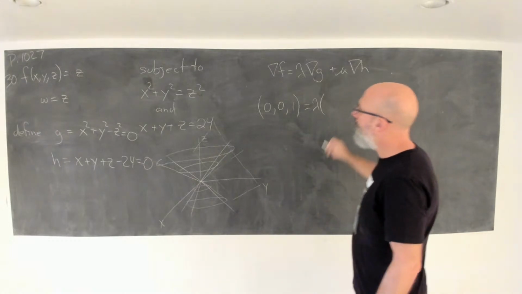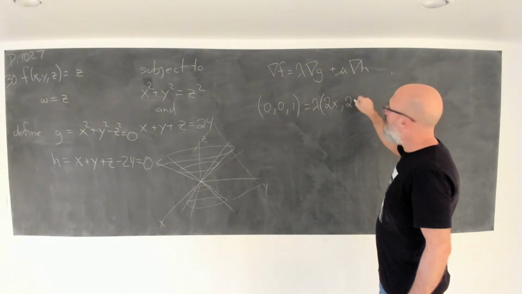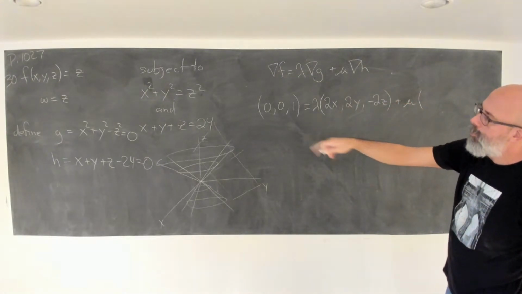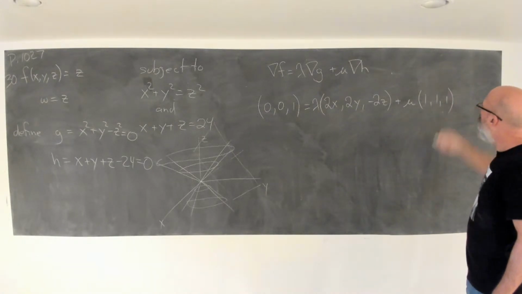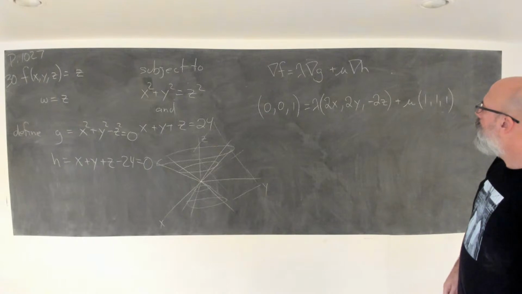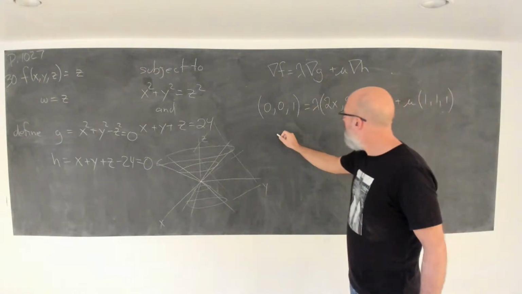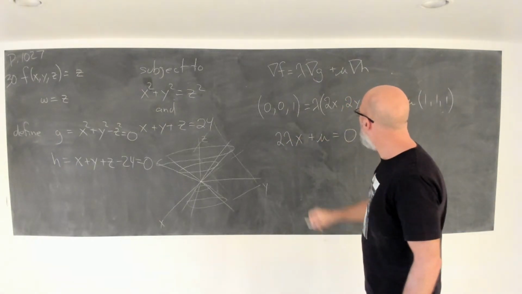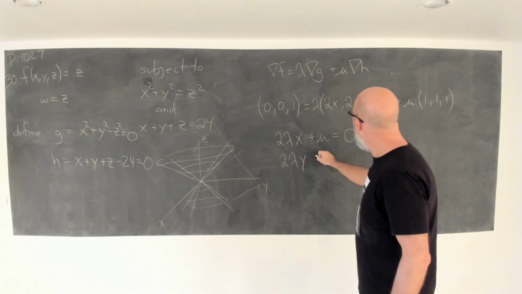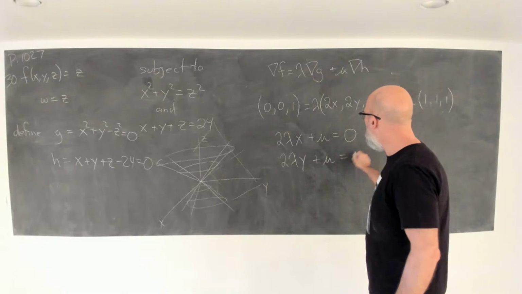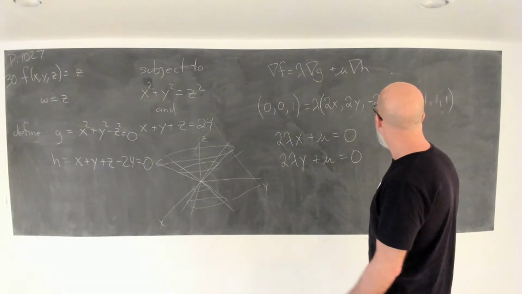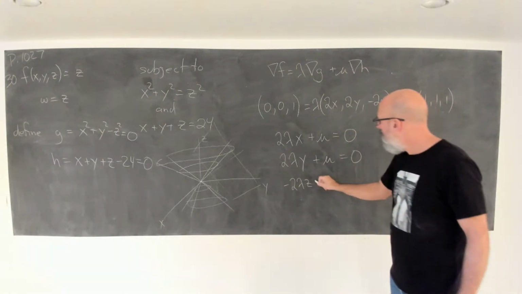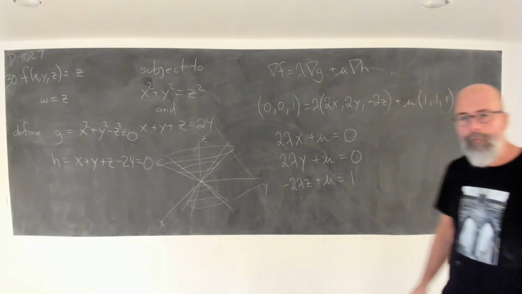Gradient of g: 2x, 2y, minus 2z, plus mu gradient of h: 1, 1, 1. Right, so we see that 2 lambda x plus mu is equal to 0. 2 lambda y plus mu is equal to 0. And minus 2 lambda z plus mu is equal to 1.